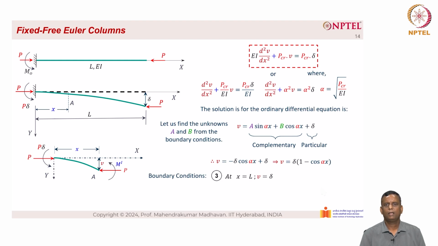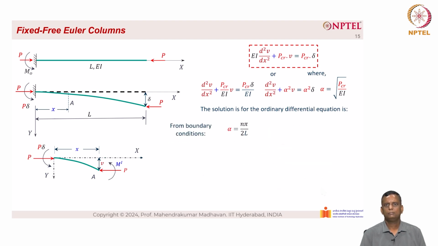Boundary condition 3. At x equal to L, the lateral displacement at the free end, V equal to delta. So when we substitute, we get delta equal to delta into 1 minus cos alpha L. The delta and delta get cancelled, so we have 1 on the right hand side of the equation. So 1 minus cos alpha L equal to 1. On further simplification, we get cos alpha L equal to 0, which becomes alpha L equal to n pi by 2. So alpha equal to n pi by 2L. So from boundary conditions, we have alpha equal to n pi by 2L, which implies V equal to delta into 1 minus cos n pi x by 2L.